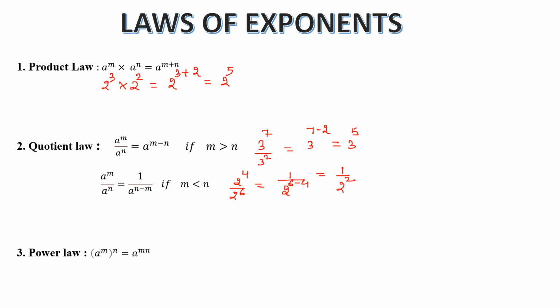Okay, let's move to the next law. This is power law. Okay, here a to the power m whole to the power n, power to the power. So in such a case, base will remain the same and power will get multiplied. So let's take one example. If it is 5 square whole cube, so it will be 5 to the power 2 into 3, which will give me 5 to the power 6. Next law.